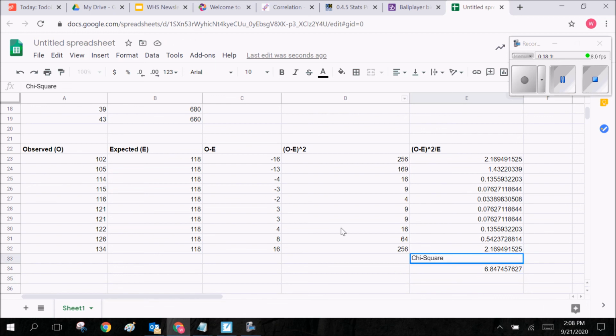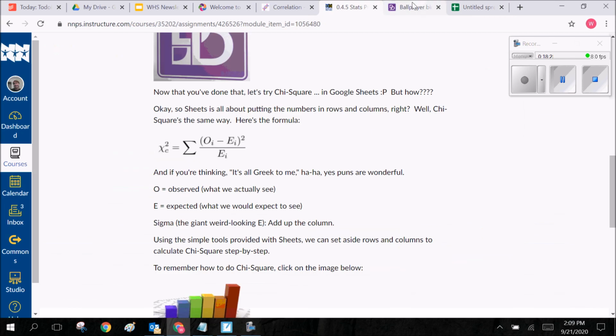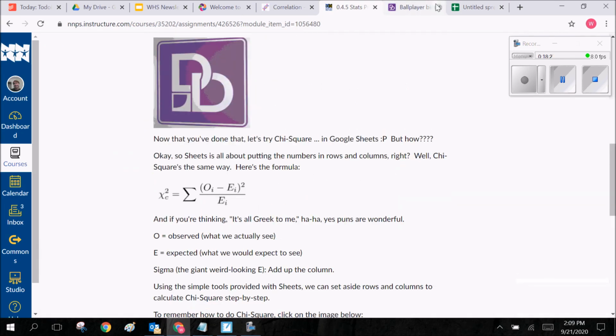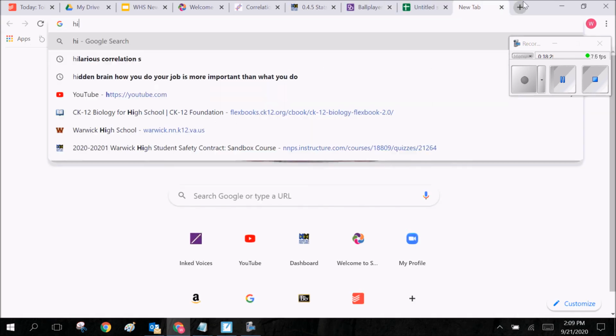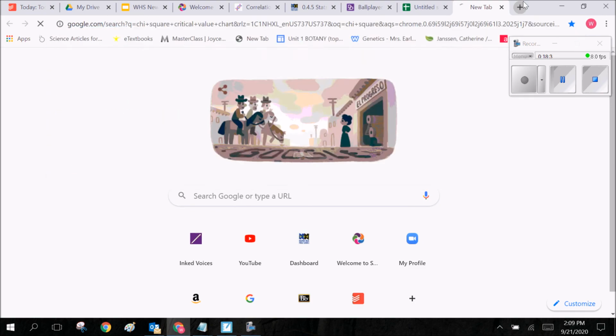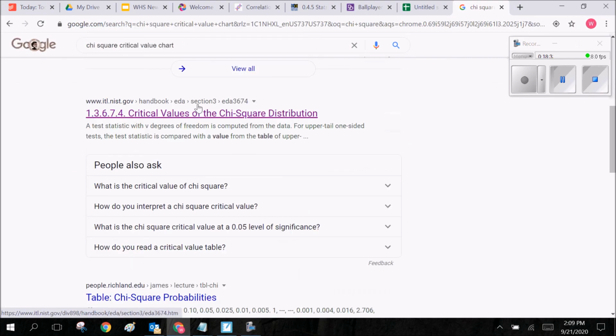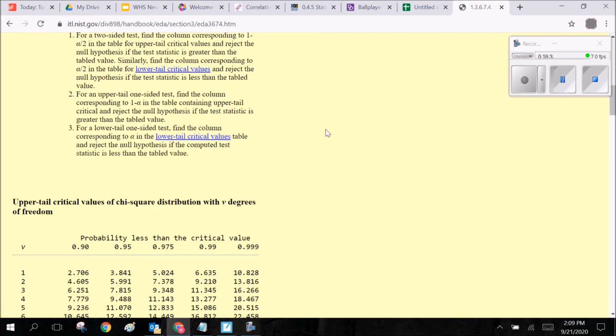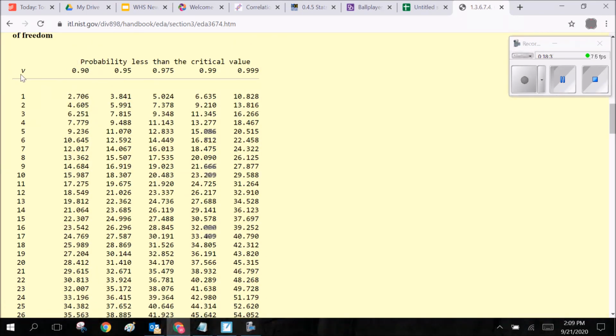Now what does it mean? In order to interpret our chi-square, we need the significance values. I didn't put this on the website, so you can just Google it. Search for chi-square critical value chart, scroll down, they're everywhere. Here we have our degrees of freedom over here, and then we have the probability less than the critical value.